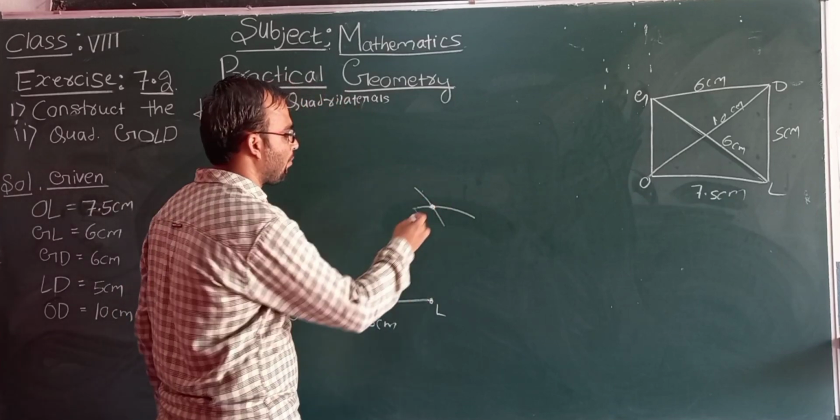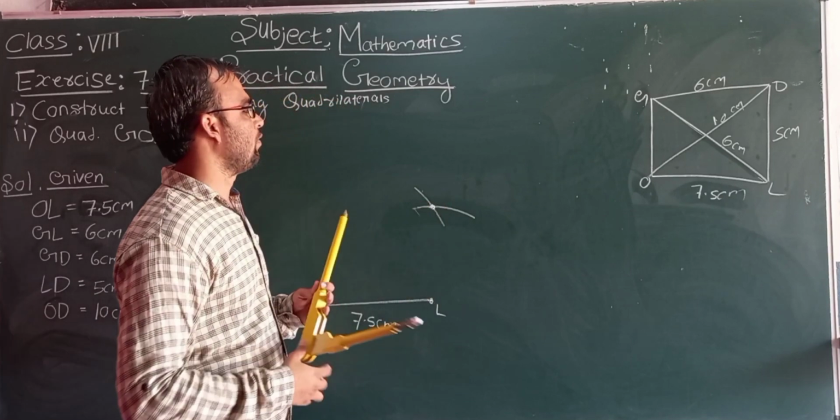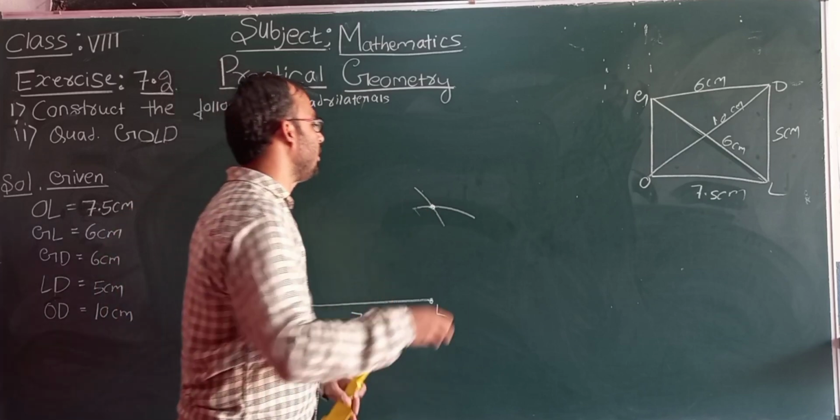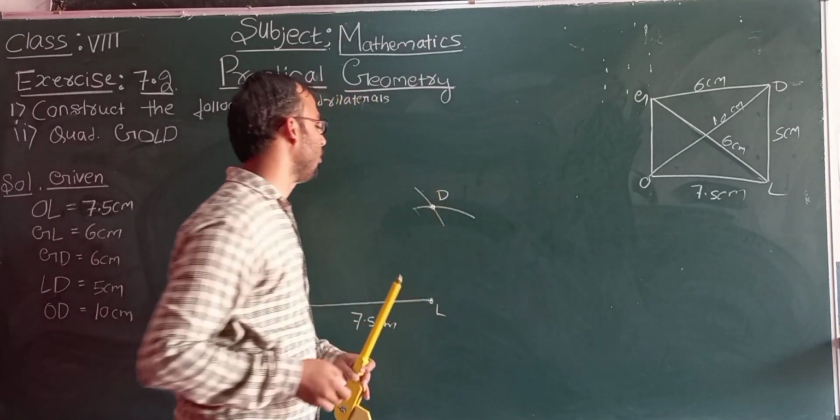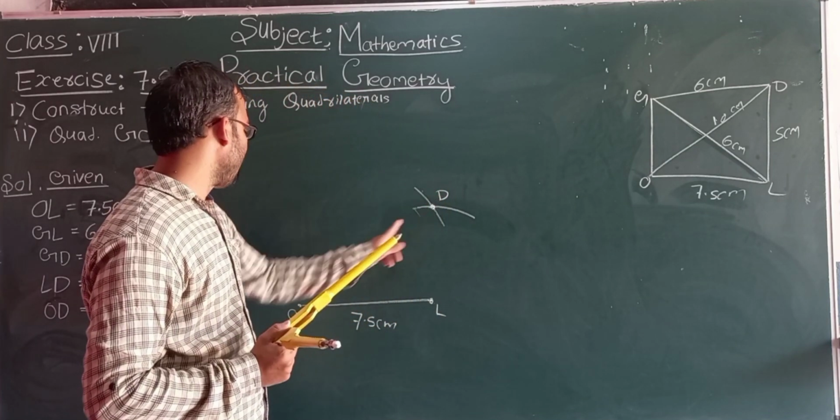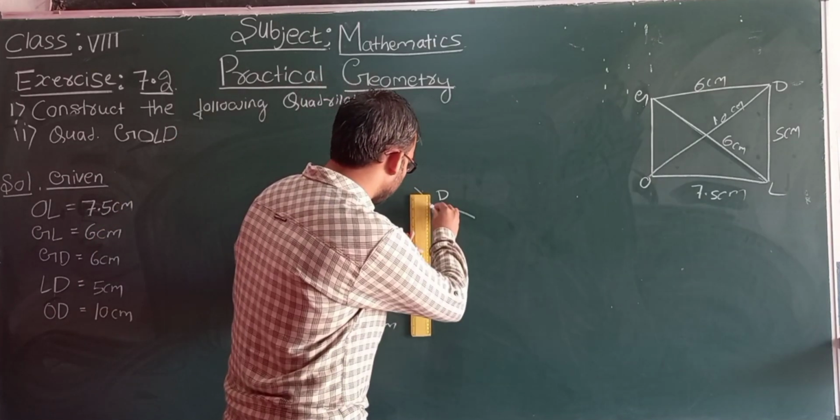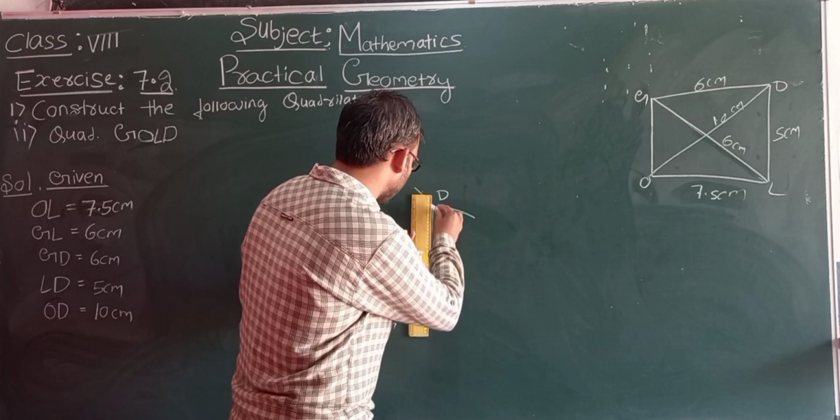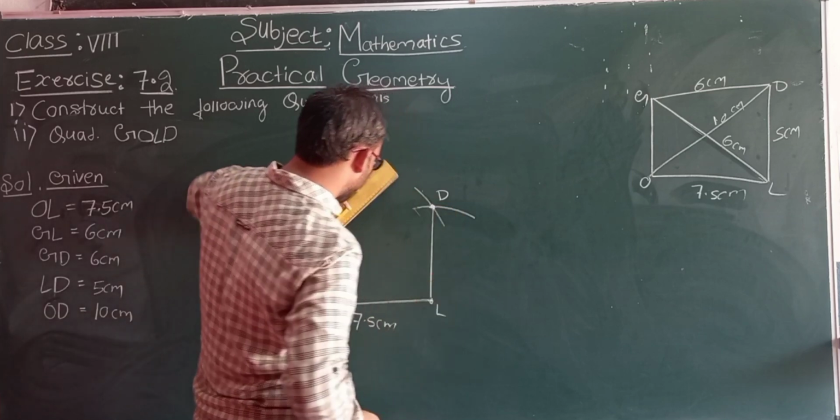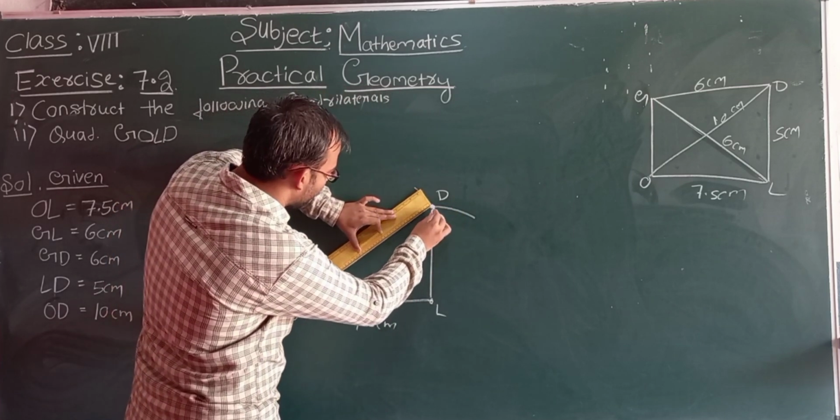Now mark the point of intersection. Next, what we need to do? This will be the point D. Now we need to join OD and OL. First join DL. Next we need to join OD.